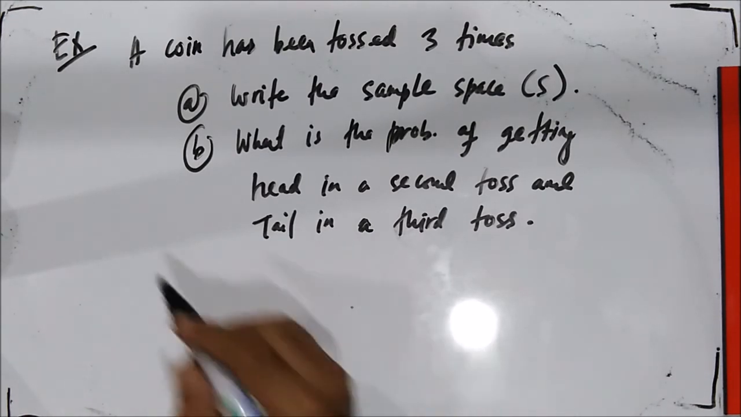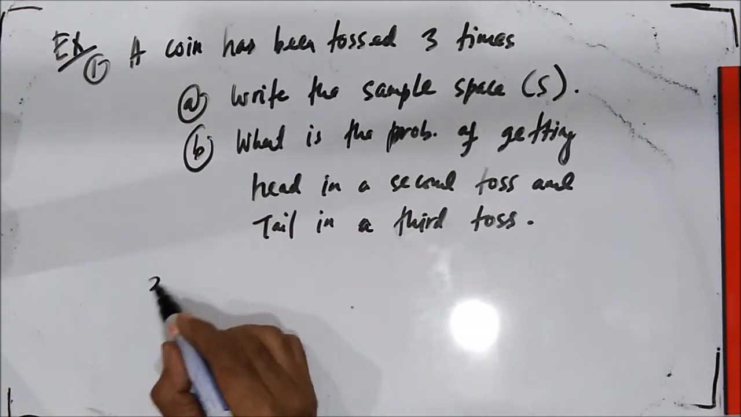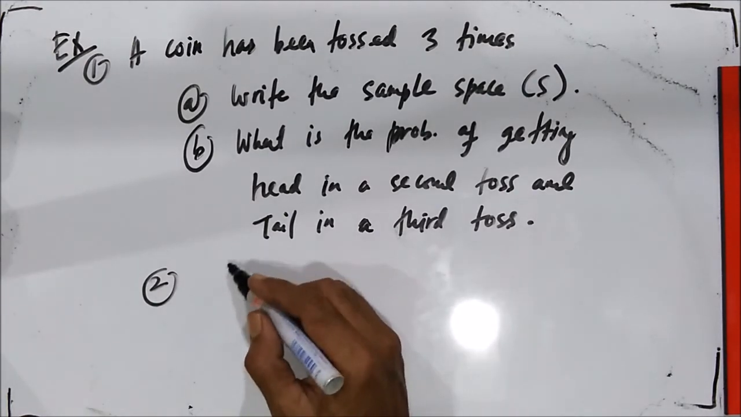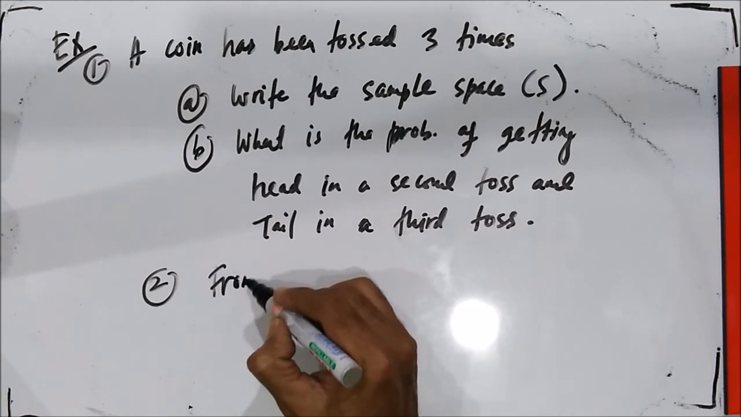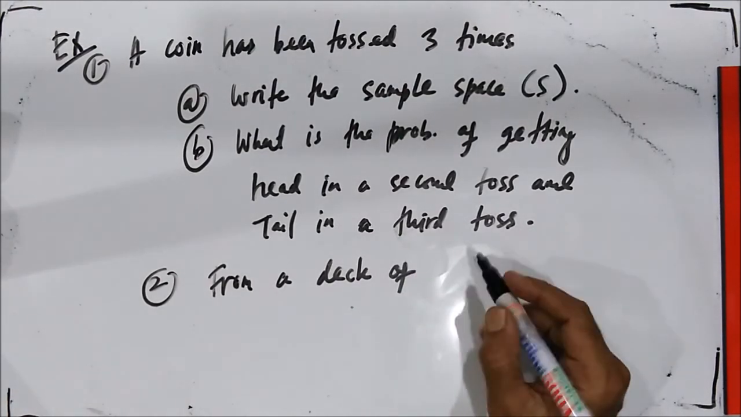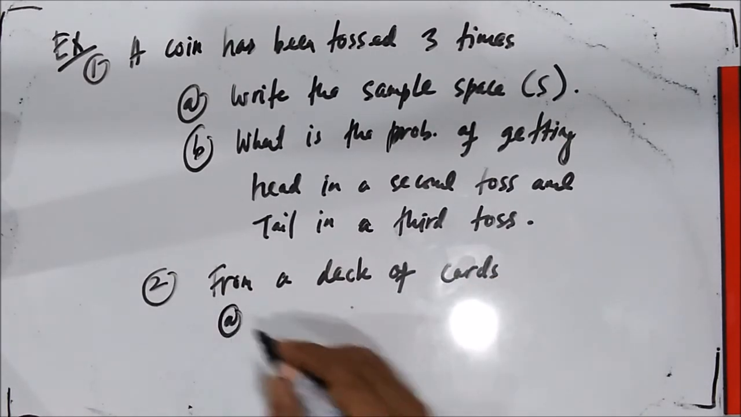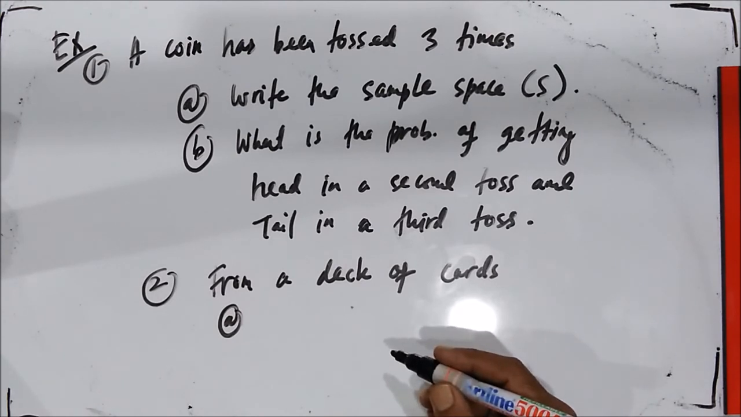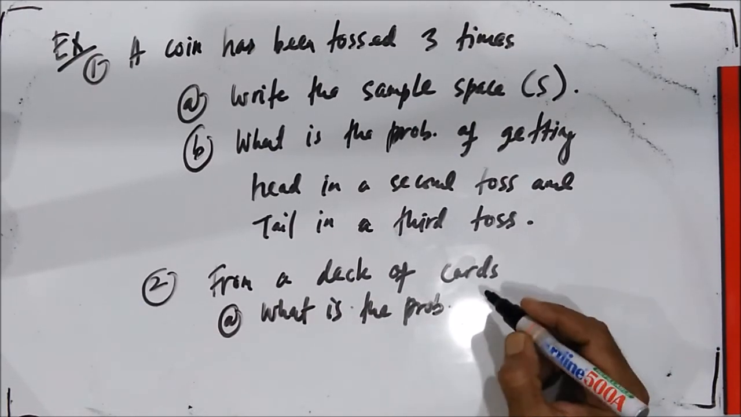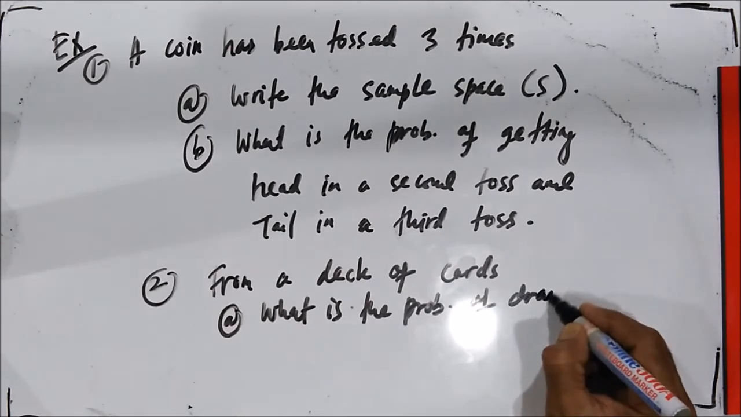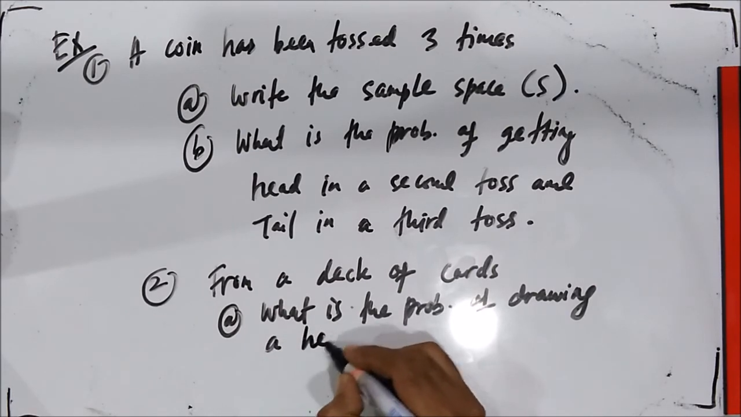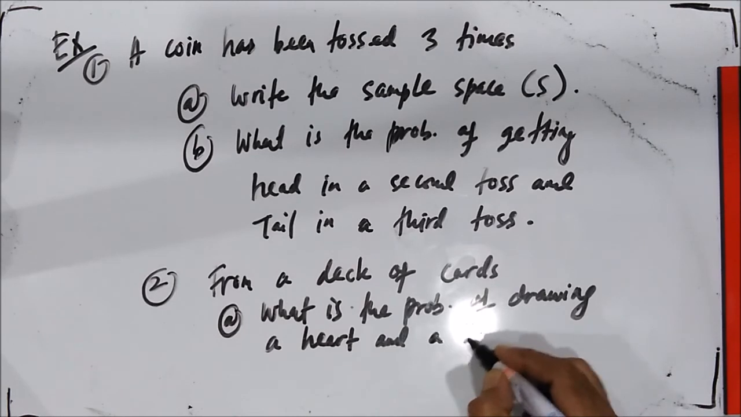The second example, number 2. From a deck of cards, A, what is the probability of drawing a heart and a black card? A heart and a black card.